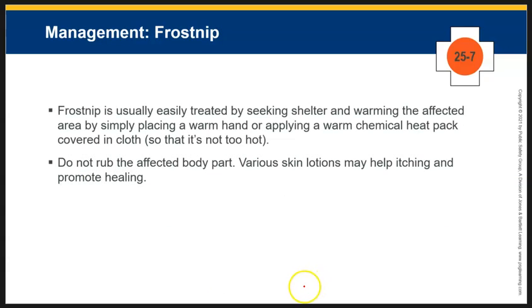Now, focusing on those localized pieces, frostnip, that superficial form of frostbite, is usually treated by seeking shelter and warming the affected area. This could be with chemical heat packs. We want to place those not directly on the skin, and cover them with a cloth so that it's not too hot. And then remember, don't rub the affected body part. We just want to make sure that we're warming it.